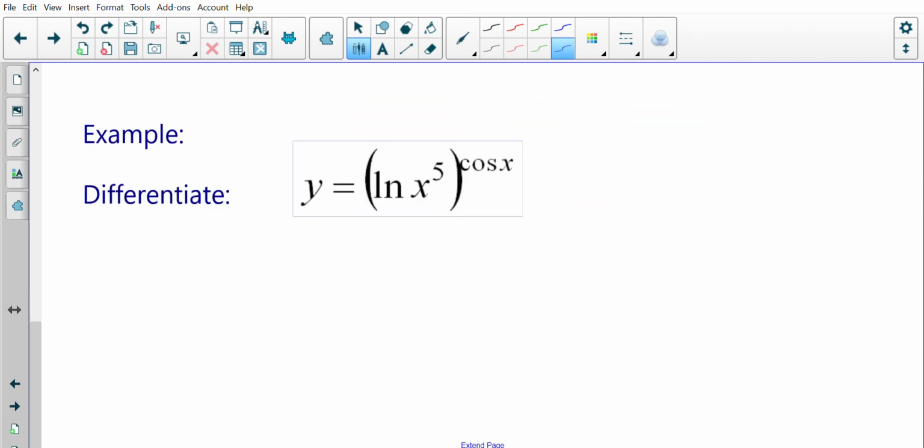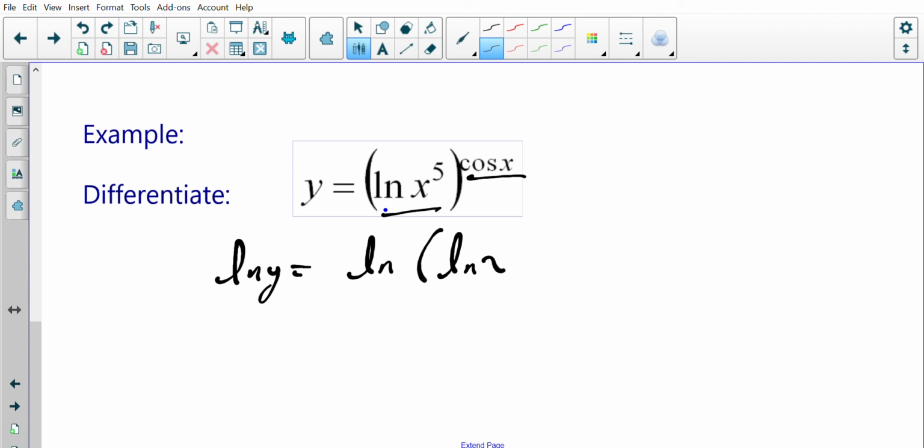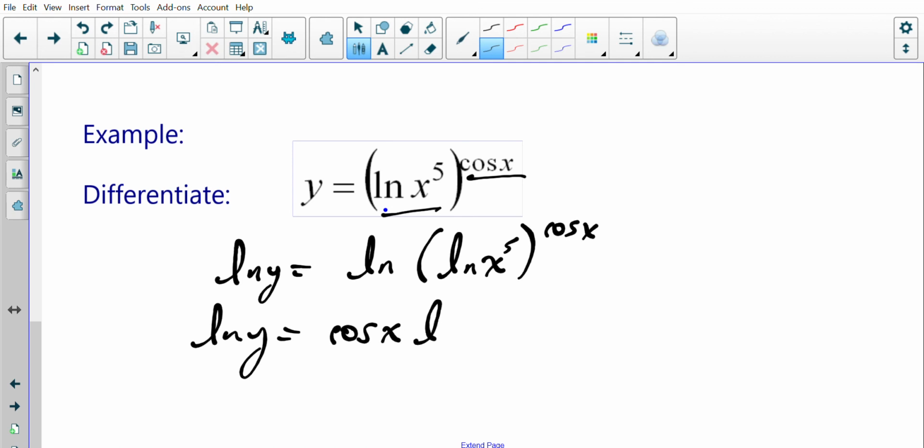Okay, I got one more for you. So base is, this one's real, that's a function, and that's a function. So base and exponent, both functions. Take the natural log of both sides. ln of y equals the ln of the natural log of x to the fifth to the exponent cos x. Bring your exponent to the front. Product law of logarithms.